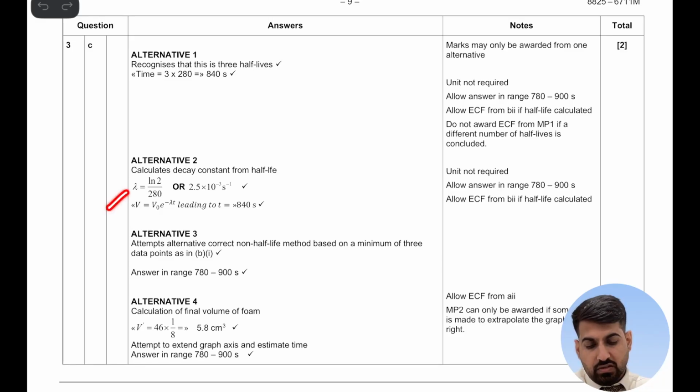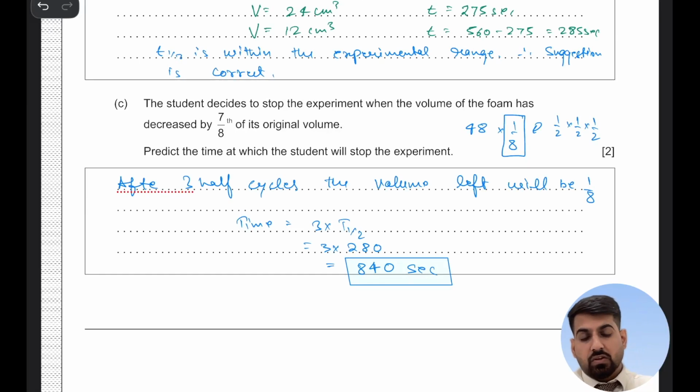You can also use the decay constant and the equations that are given in your data booklet. First you have to find the decay constant, as I mentioned earlier. That will also give you 840, and if you do the extension of the graph, you will get the range 780 to 900. Okay, so I hope, guys, I have solved all the questions of the November 2025 Paper 1B.